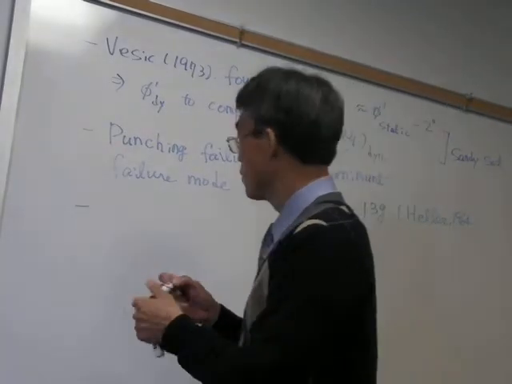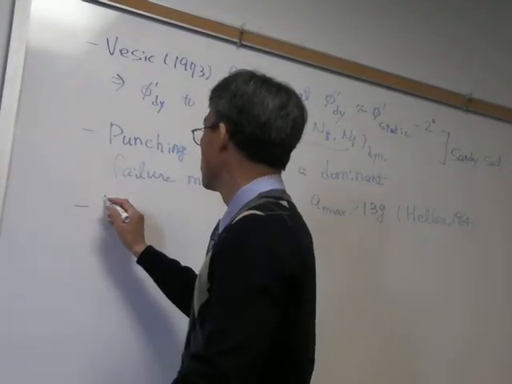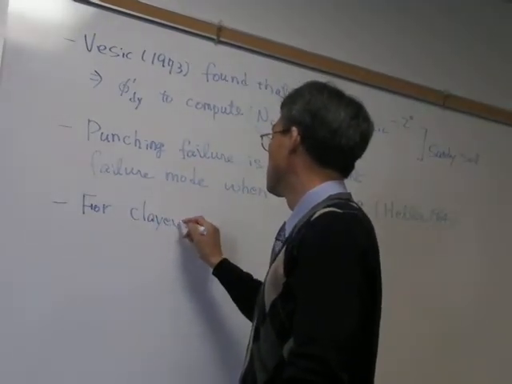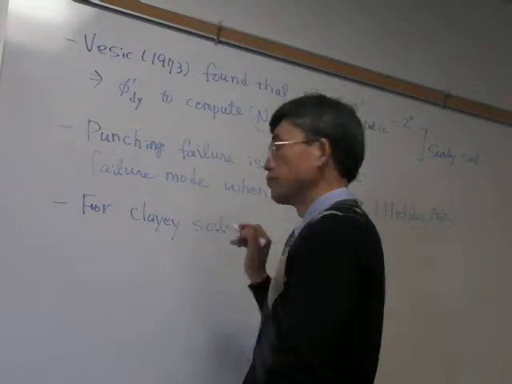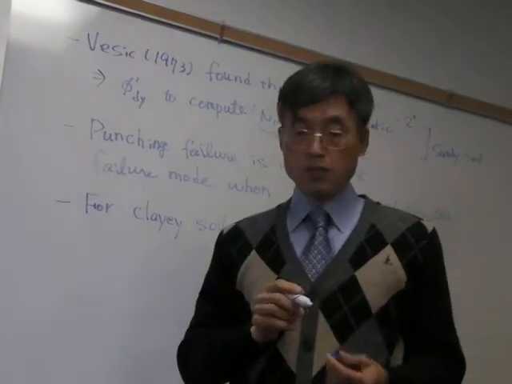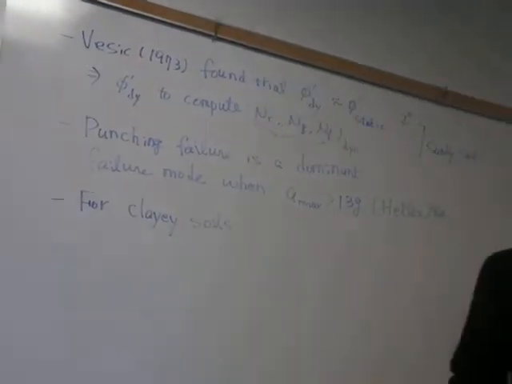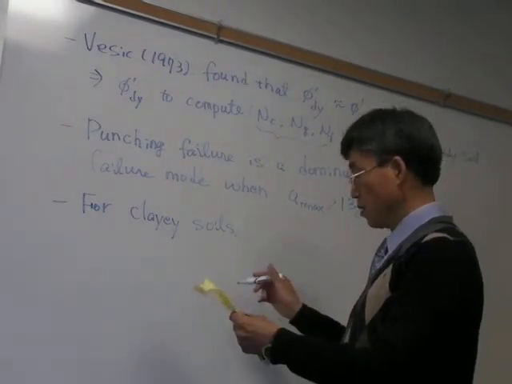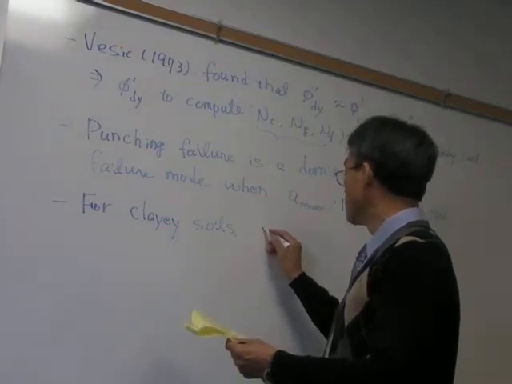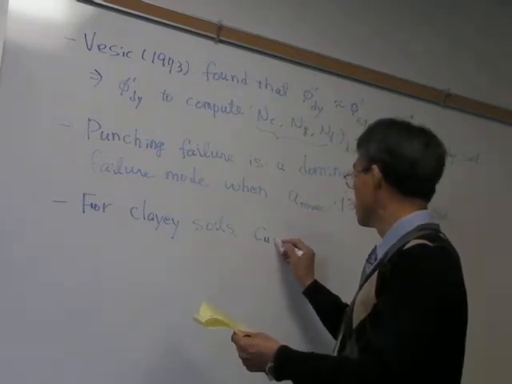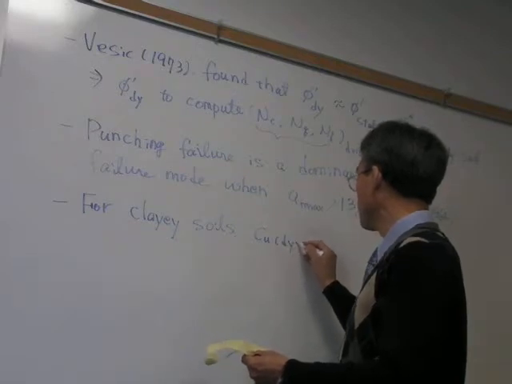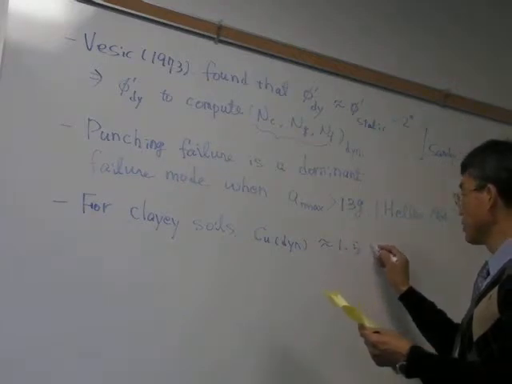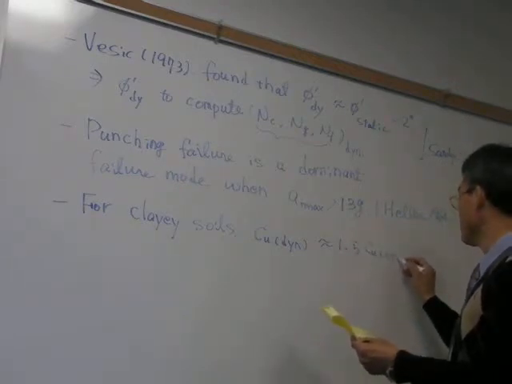And for clayey soils, the story is different. For clayey soils, typically C sub U, undrained shear strength in dynamic condition, was somewhere around 1.5 times C sub U in static condition.